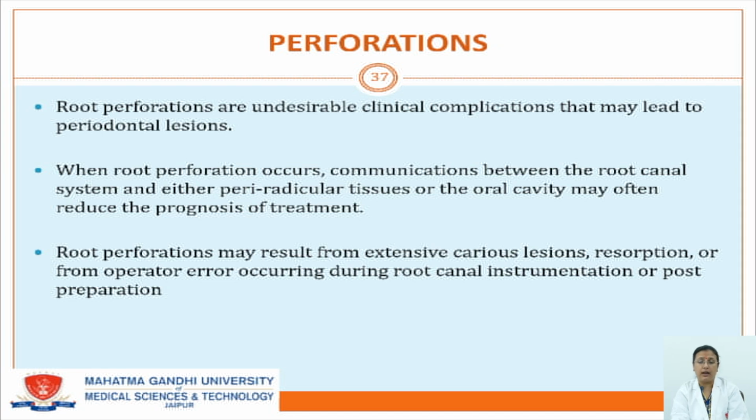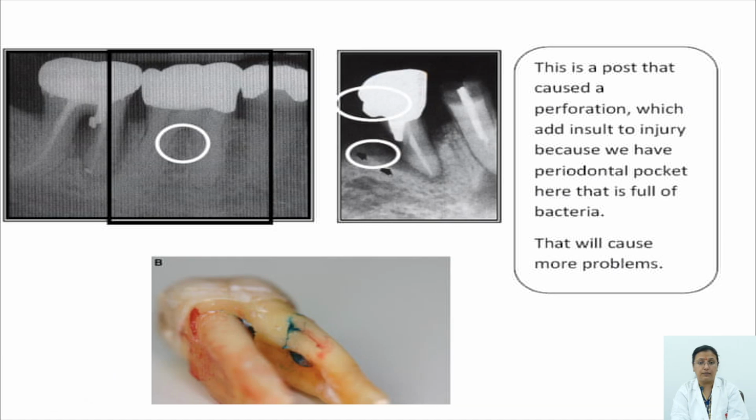Perforations are also undesirable clinical complications that may lead to periodontal lesions. When root perforation occurs, communication between the root canal system and either periradicular tissues or the oral cavity may often reduce the prognosis of the treatment. Root perforations may result from extensive carious lesions, resorptions, root canal instrumentation or post-preparation.